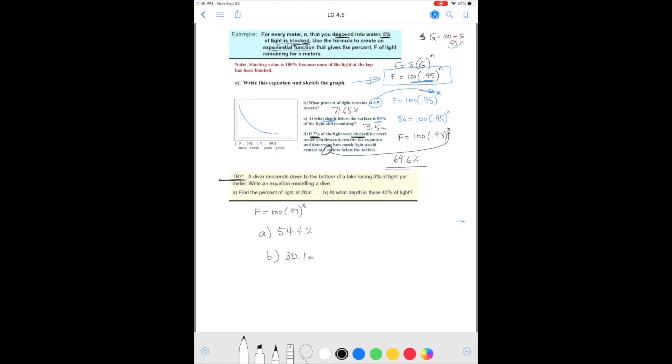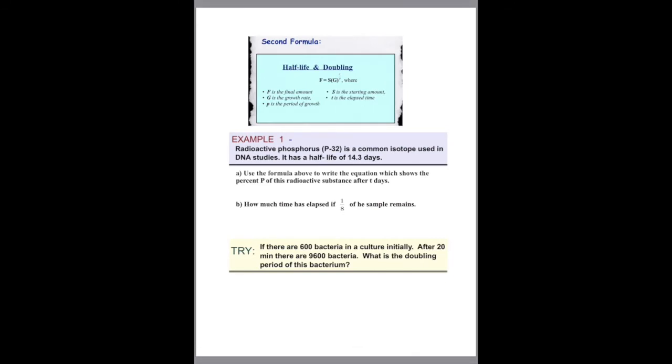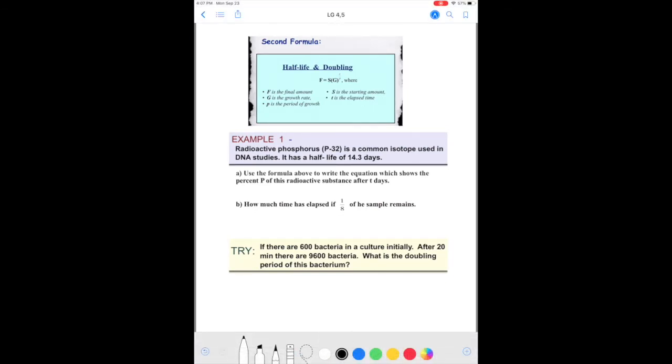Okay, and those are the answers. Now we're going to move on to some half-life and doubling. So this is where it gets a little bit trickier because our new formula for half-life or doubling or even tripling, you may see tripling, is this guy right here. So I'll write it over here. F, which is your final answer. S is your starting. That's your growth.